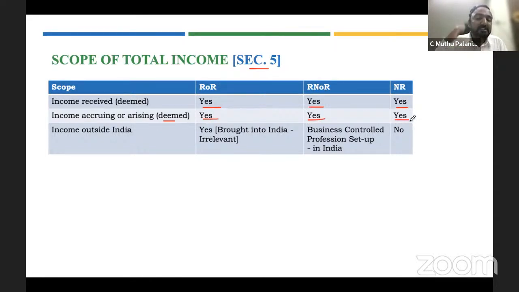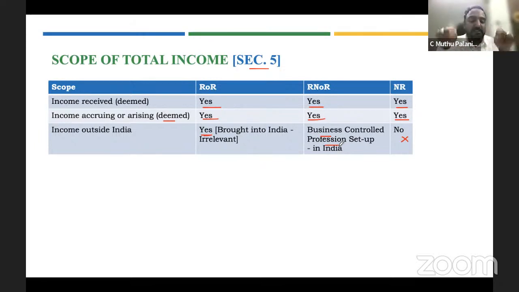But when income is arising outside India, which is not received in India, not deemed to be received in India, not accruing in India, and not deemed to accrue or arise in India, then automatically it is taxable only in case of ROR. It is not taxable in case of non-resident. But for RNOR alone, if such income is a business income or a profession income that is controlled in India or set up in India, then that income is taxable for RNOR also.